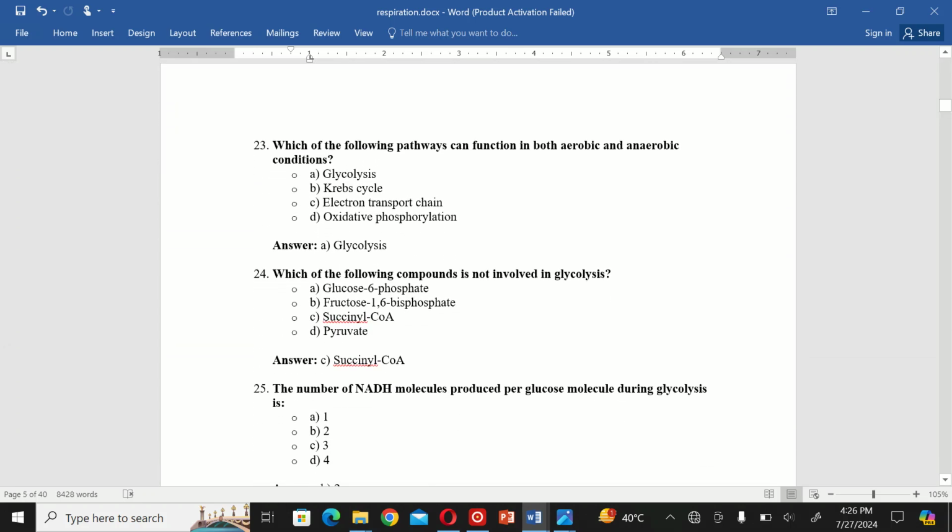The next MCQ is: which of the following pathways can function in both aerobic and anaerobic conditions? A. Glycolysis, B. Krebs cycle, C. Electron transport chain, and D. Oxidative phosphorylation. So the correct option is A.